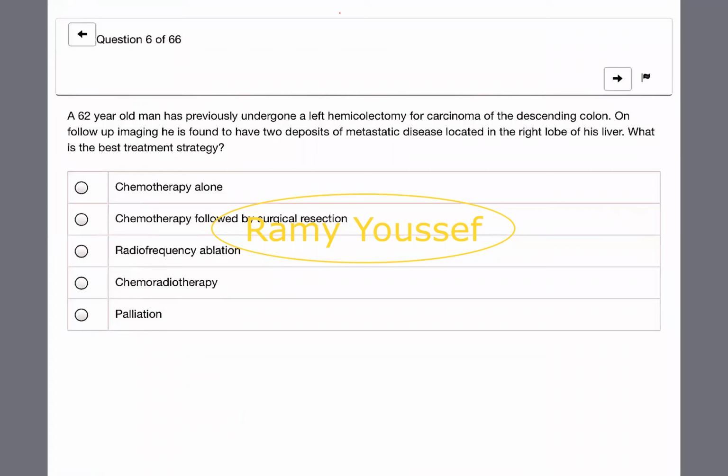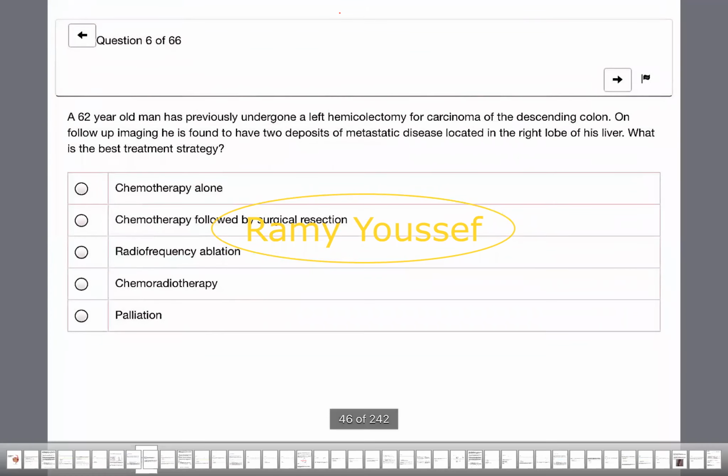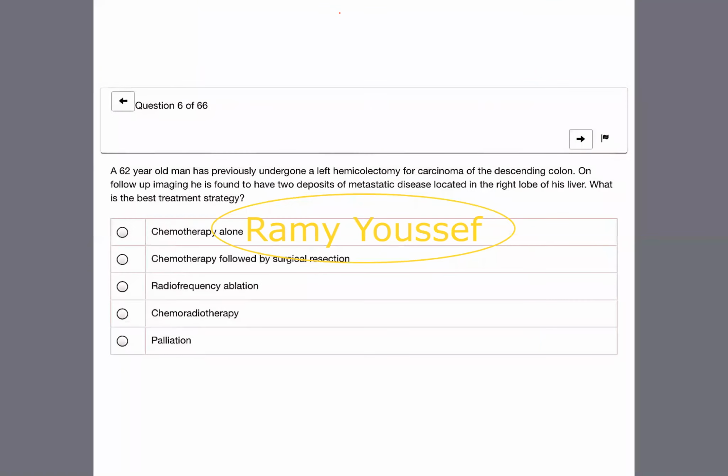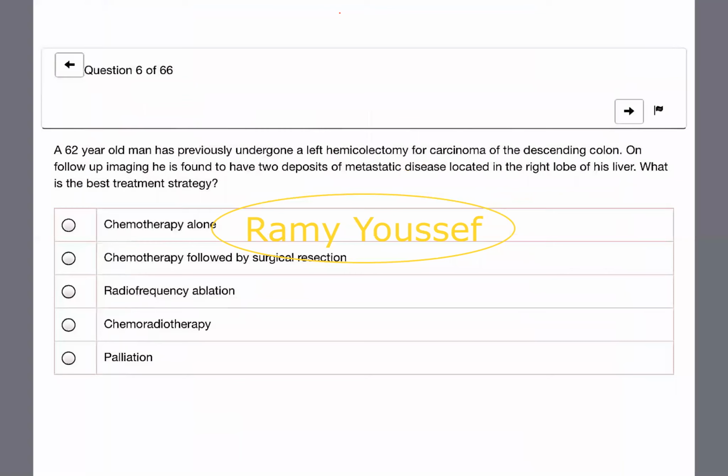A 62-year-old man has previously undergone left hemicolectomy for carcinoma of the descending colon. On follow-up imaging, he is found to have two deposit metastases located in the right lobe of the liver. What is the best treatment strategy? Chemotherapy alone, chemotherapy followed by surgical resection, radiofrequency, chemotherapy, or palliative. So it is chemotherapy followed by surgical resection. It's located in the right lobe of the liver, so I will go with chemotherapy followed by surgical resection.